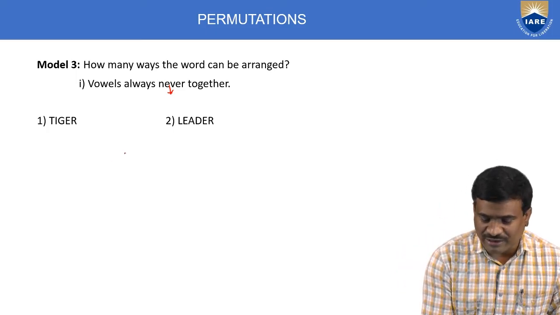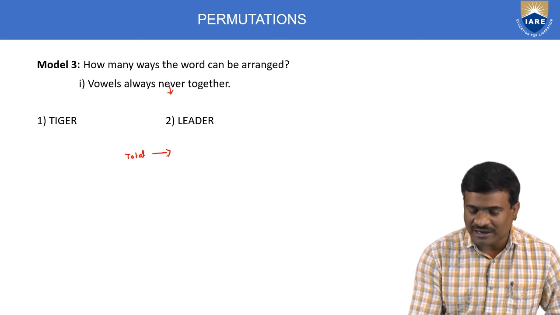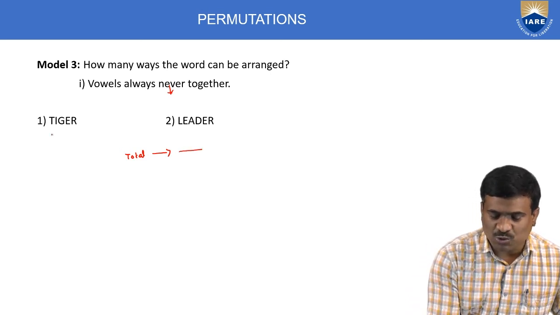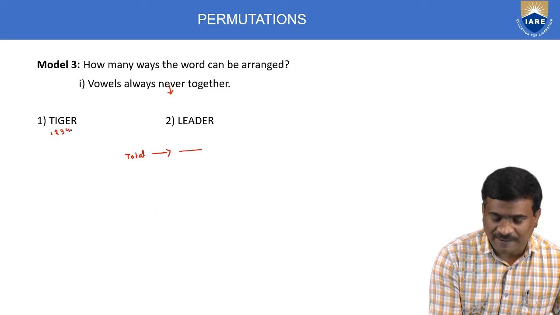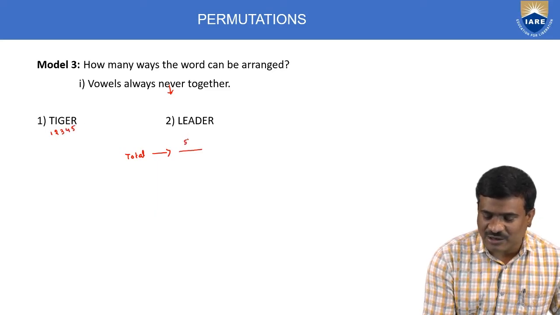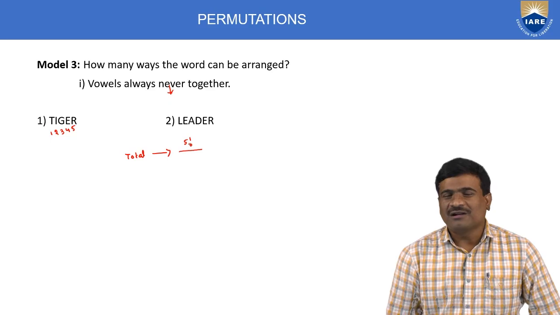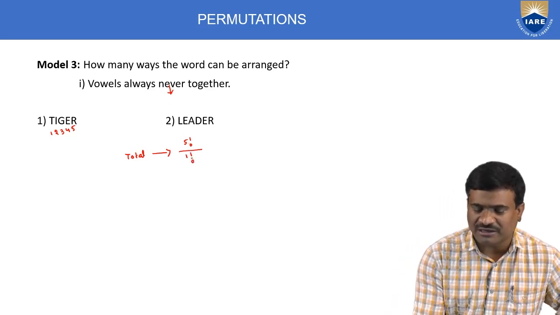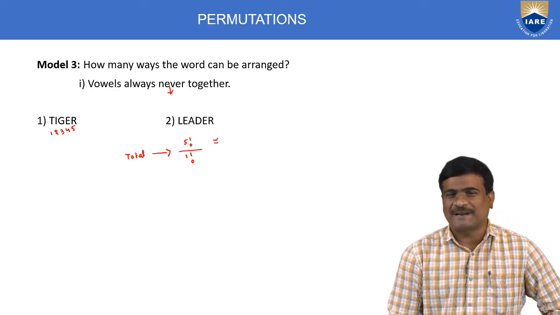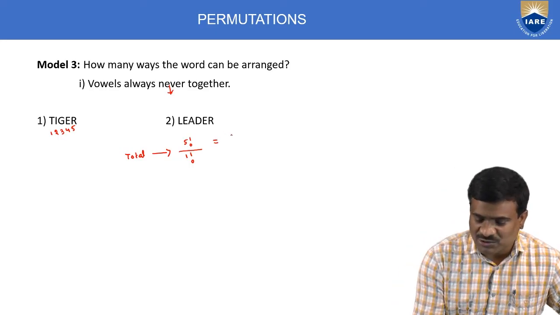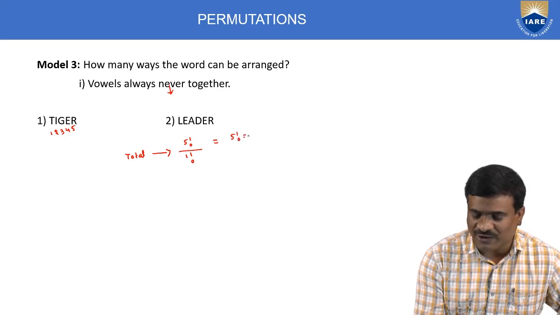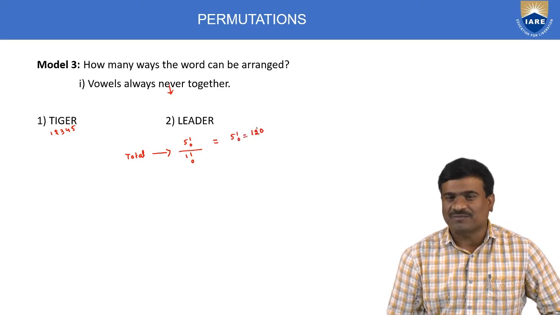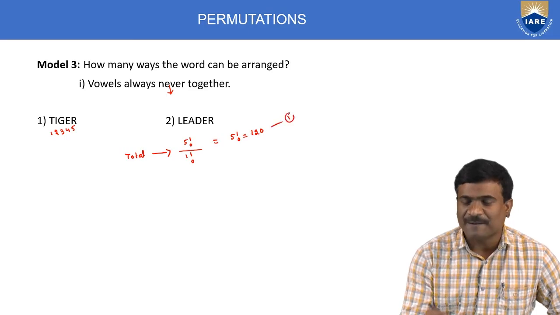First you have to calculate the total number of arrangements. Total number of arrangements: in the numerator, count the total number of letters in TIGER. 5 letters arranged is 5 factorial. Denominator: repetition of letters in TIGER. There is no repeated letter, so it is 1 factorial. 5 factorial by 1 factorial is 5 factorial, and 5 factorial is 120. This is equation number 1.